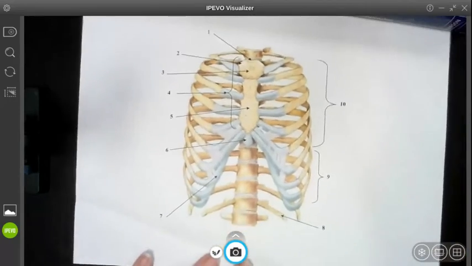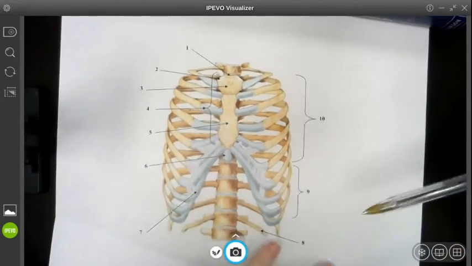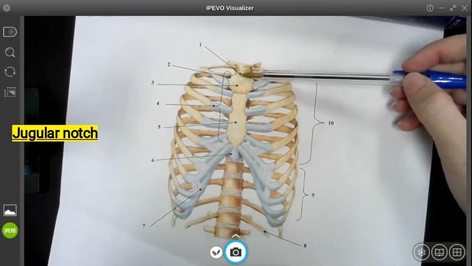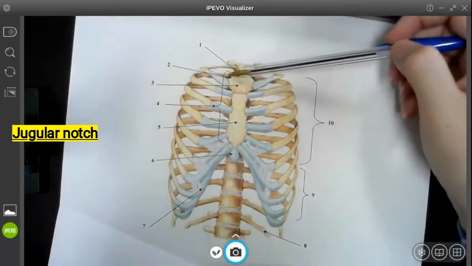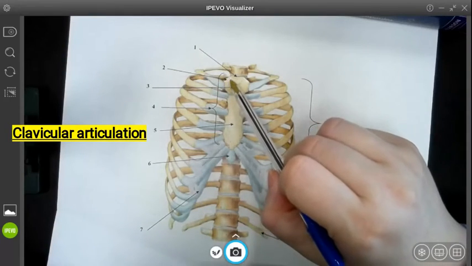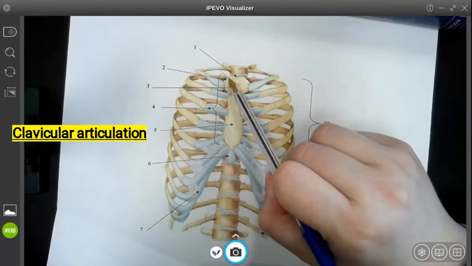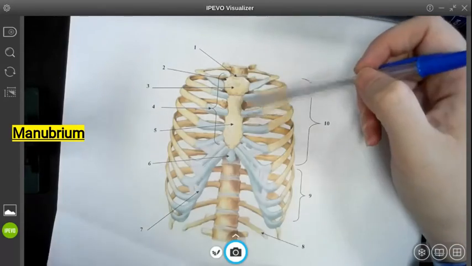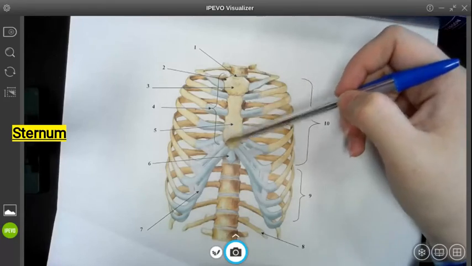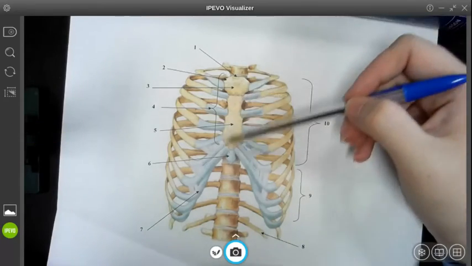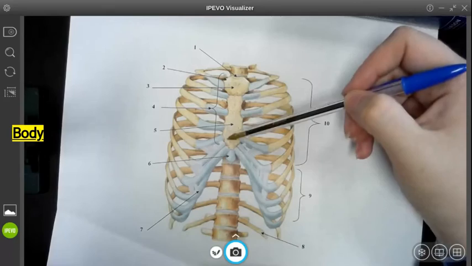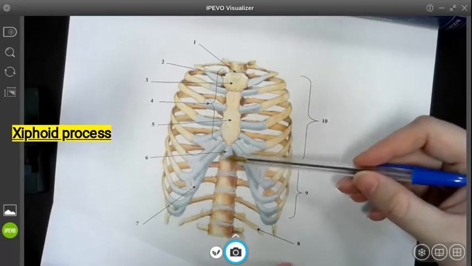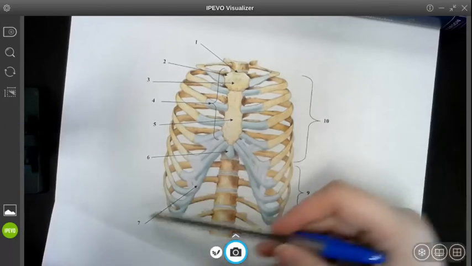Now, last picture for today's video is the rib cage. Number 1 is pointing at the top, which is that jugular notch. Number 2, this is the clavicular articulation, so that's where the clavicle meets the sternum. Number 3 is pointing at the top, the manubrium. Number 4 is actually pointing at the entire sternum itself. 5 is this right here, which is the body. 6 is that xiphoid process, and in this picture you can see it also has some cartilage attached to it.